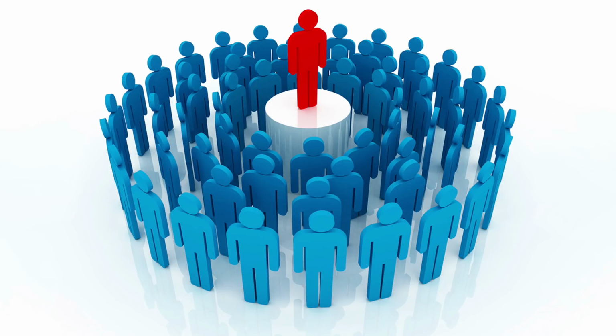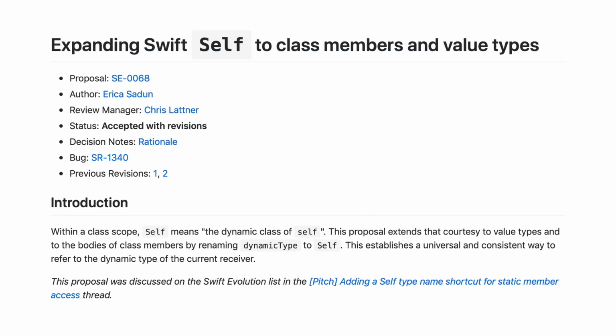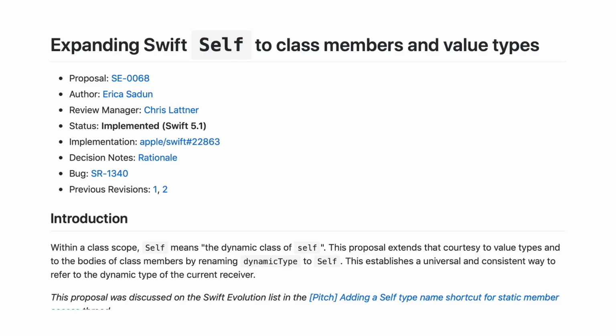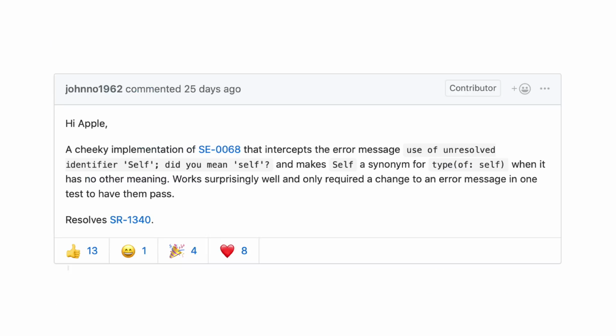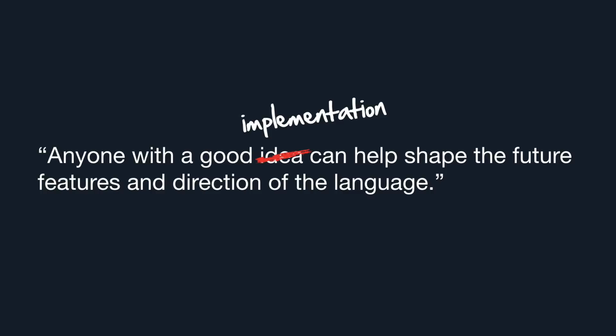However, it did stop the situation where some proposals were coming in that were extremely hard to implement. This one here, SE-0068, was from April 2016 and was implemented only finally in Swift 5.1. Even then, it was fixed with a cheeky implementation that caught the error message and replaced it with a synonym for type of self. You see, the goal here was not to be exclusionary. What they want is to demonstrate your idea is possible. They might rewrite your code completely, but if the idea is sound, that's what matters.